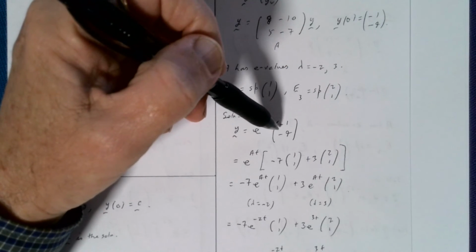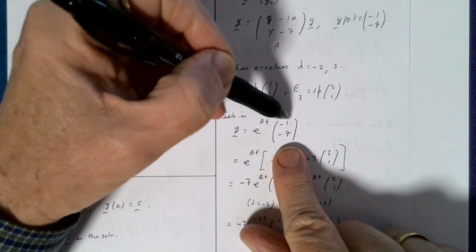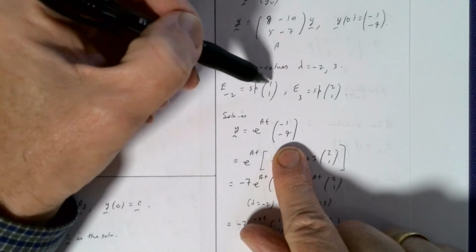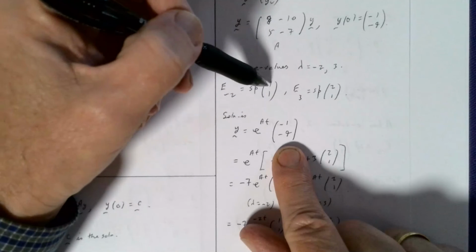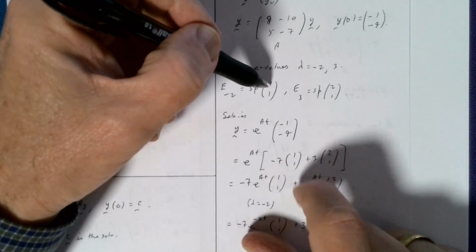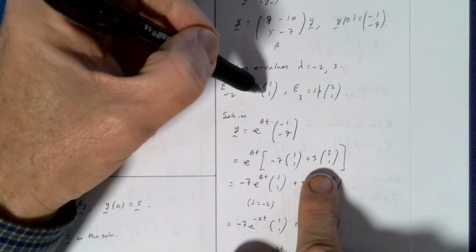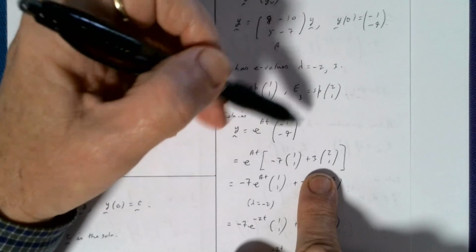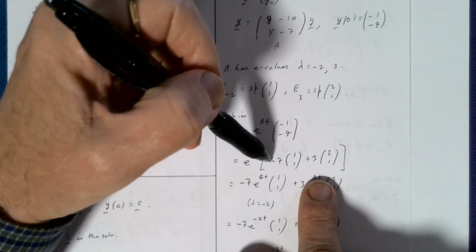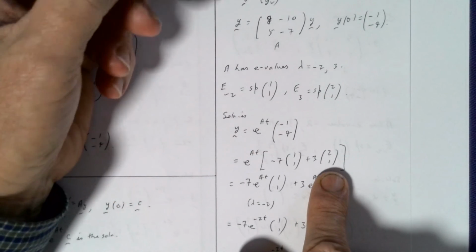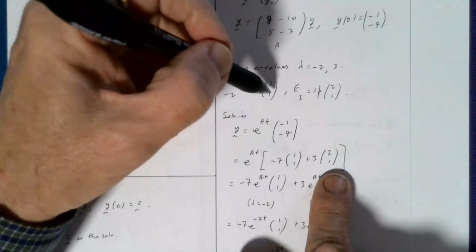Now all I do is express this vector as a linear combination of these two eigenvectors. And with just a little bit of fiddling around, I discovered that this vector is -7 times this vector plus 3 times this vector. And you can check that works. That's 7 minus 7 plus 6 is -1, -7 plus 3 is -4. So I just expressed this as a linear combination of the two eigenvectors.